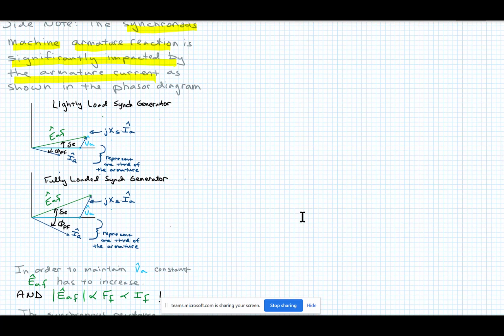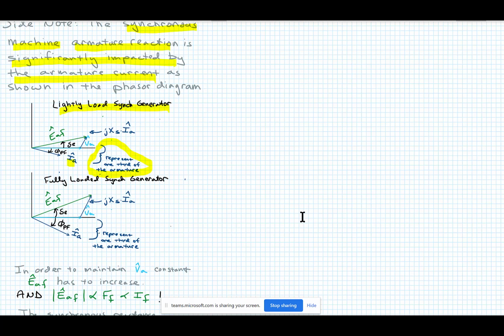So if you look at this synchronous, here's a lightly loaded synchronous generator. It means you're drawing very little current. It's close to unity power factor. So there's your current right here. And I kind of used this color code. Now, next time I teach this, I'm going to be consistent here. That the blue stuff is associated with one third of the armature because it's a three-phase machine. The three windings make up the total armature winding effect.